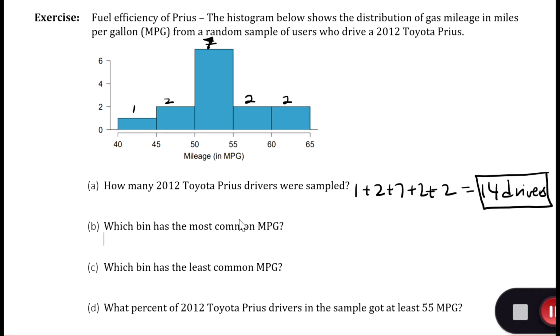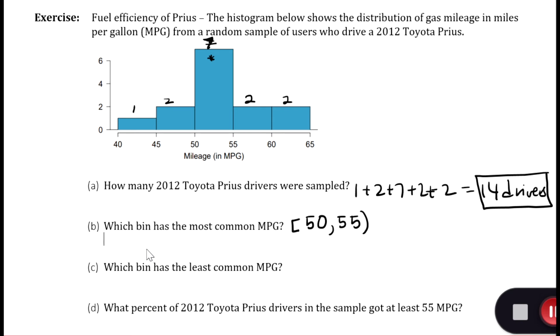Which bin has the most common miles per gallon? The ones with the most common miles per gallon are going to be the ones with the highest bar. Therefore, it's going to be this bin right here. However, that's going to include 50 miles per gallon and go all the way up to 55 miles per gallon. We don't include 55 because 55 miles per gallon will be in this next bar of the histogram. So we don't know what they're measuring here.